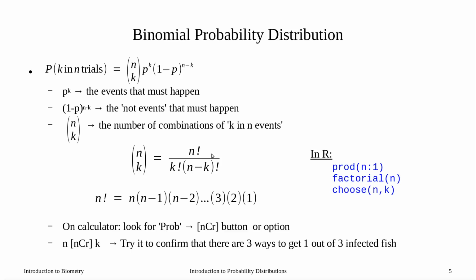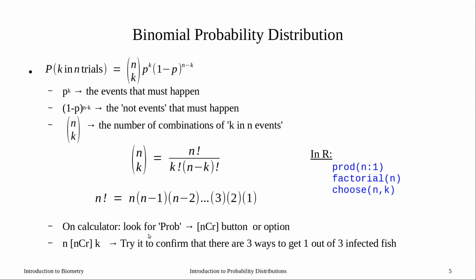If we wanted to do it in R, well, there's a factorial function in R that will do it for us. We can do it longhand by taking the product of n to 1, so basically the product of all the numbers counting backwards, which is exactly what the factorial function does. Or we can use the choose notation. We're going to use the choose notation to calculate these combinations.